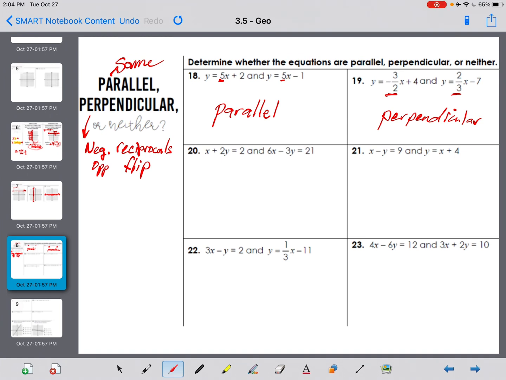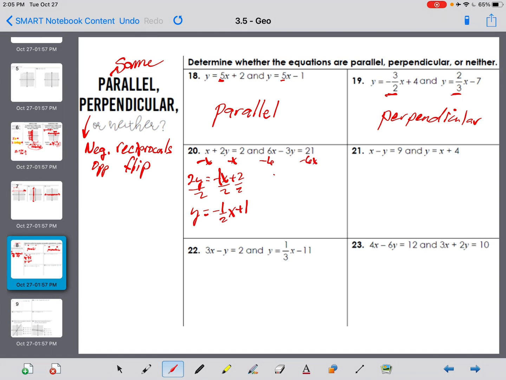Now, when we get to 20, it's a little trickier. We don't see the slope right away. We have to solve for y equals. We got to get that slope-intercept form. So I'm going to take the first one, and I'm going to subtract x, both sides. So I got 2y equals negative x plus 2. And I'm going to divide by 2, everybody. So that's y equals negative 1/2 x, because that's a 1x, plus 1.